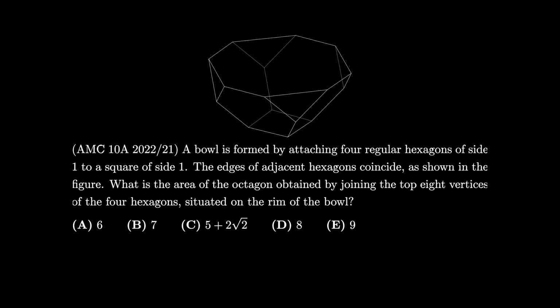Problem 21. A bowl is formed by attaching four regular hexagons of side 1 to a square of side 1. The edges of adjacent hexagons coincide, as shown in the figure. What is the area of the octagon obtained by joining the top 8 vertices of the four hexagons, situated on the rim of the bowl?